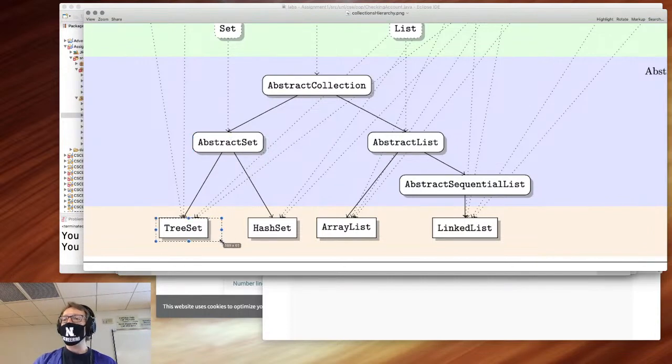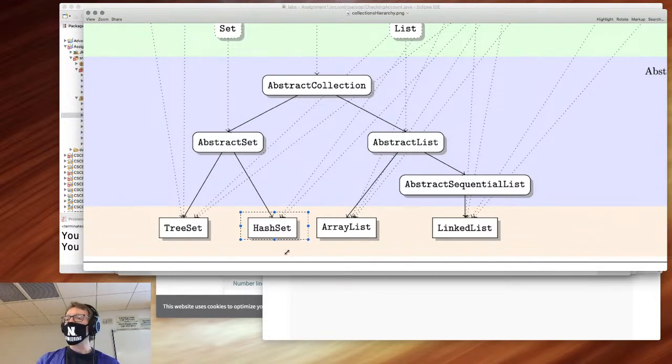Then down here we have a tree set and a hash set. Those are both concrete. Once you get down to the end of this hierarchy here, that's it. That's the end of the road. I mean, you can continue subclassing as much as you want. Then you run into what's called the yo-yo anti-pattern that we'll talk about here in a second.